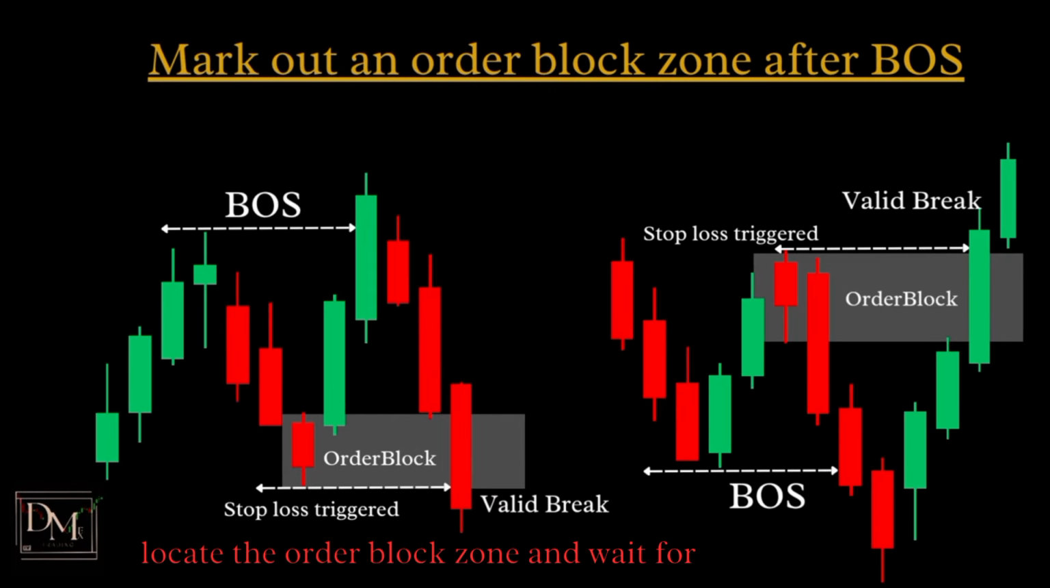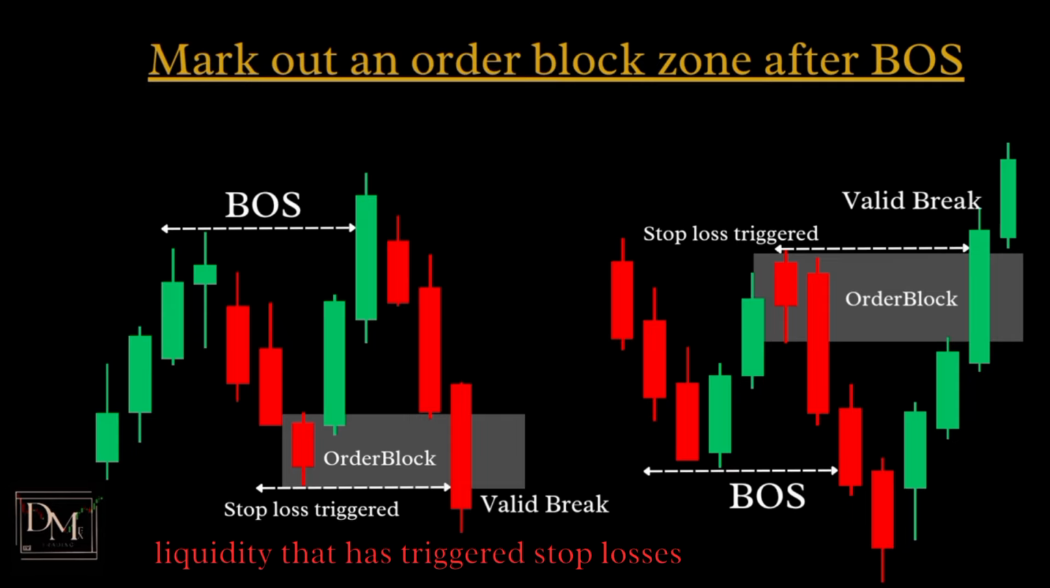Next, locate the order block zone and wait for retracement. An order block is a zone where institutional traders previously entered large positions. Retail traders often assume the price will respect this zone and jump in prematurely. However, instead of holding, the market aggressively breaks through the order block. This traps retail traders and flips the order block into a breaker block.